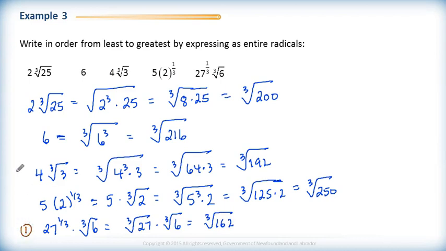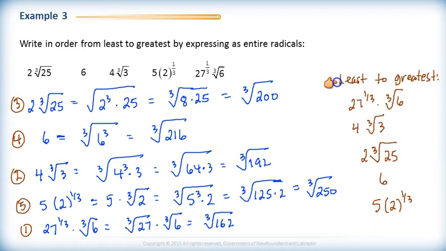The next smallest is this one. Then the next smallest is this one. Then this one. Then this one. Therefore, we write them in order in their original forms, like this.